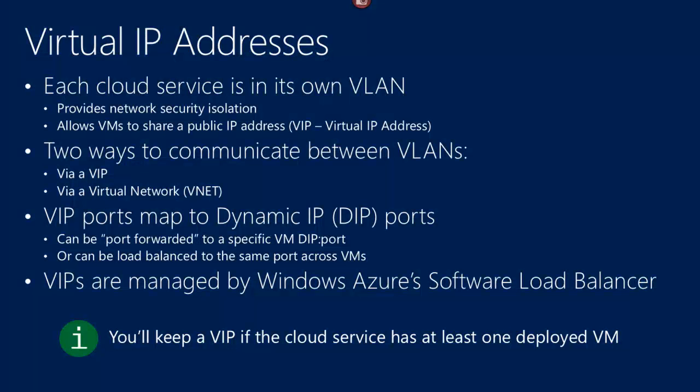Underneath, non-publicly routable IP addresses are assigned to everything in the data center. You saw them in that datacenter.xml, these 10 dot addresses. We've got a bunch of private IP address ranges that we're using all across our data centers. And a port on a VIP can map to a dynamic IP address, or DIP. And of course, you can port forward those DIPs or load balance them.